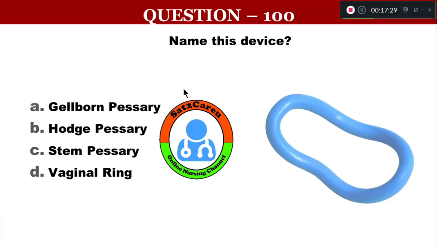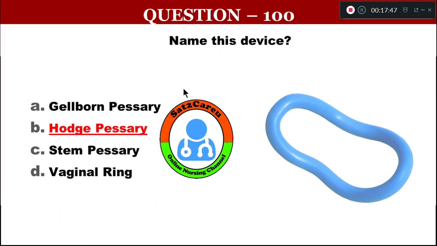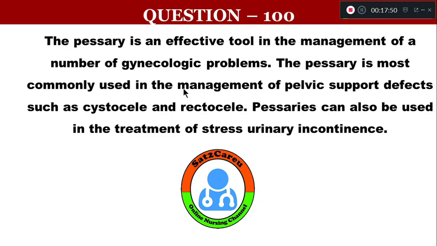The 100th question, name the device which you are seeing in this image. Option A, Gellhorn pessary. Option B, Hodge pessary. Option C, Shatz pessary. Option D, vaginal ring pessary. So this type of pessary is known as Hodge pessary. The Hodge pessary is an effective tool in the management of a number of gynecological problems. The pessary is most commonly used in the management of pelvic support defects such as cystocele and rectocele. Pessaries can also be used in the treatment of stress urinary incontinence.